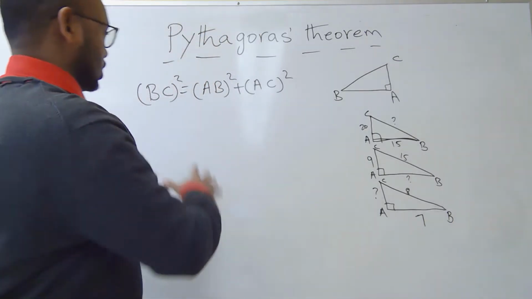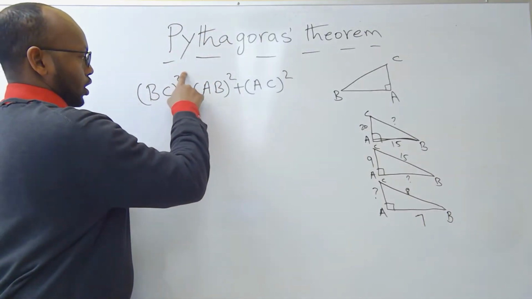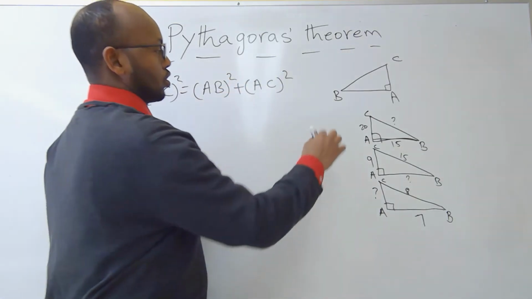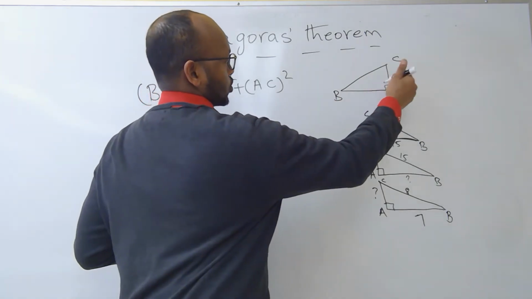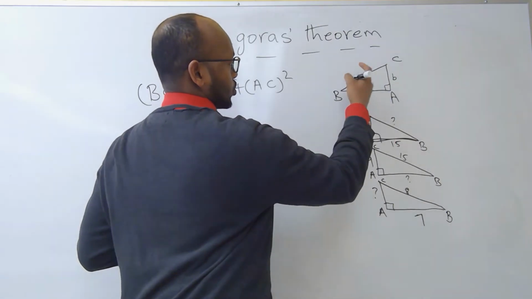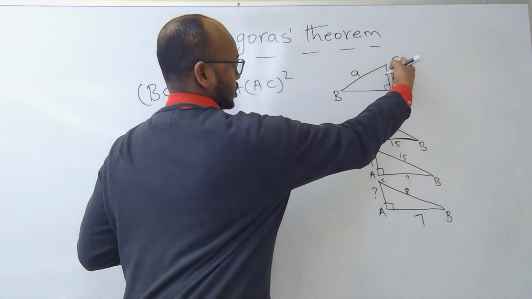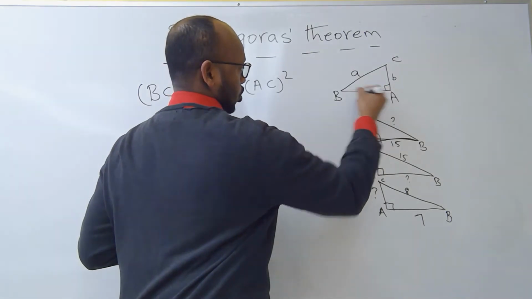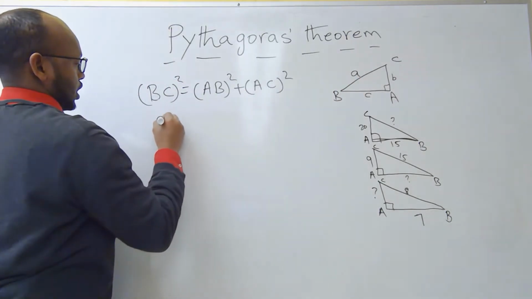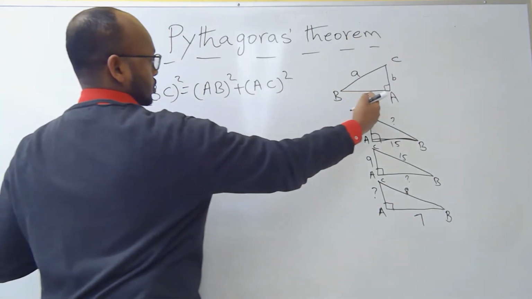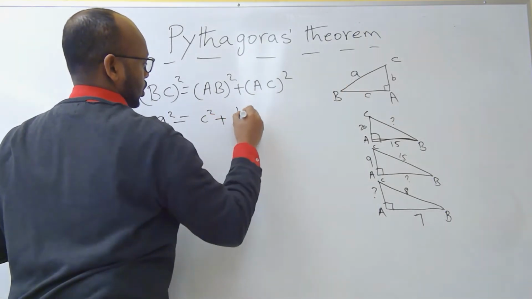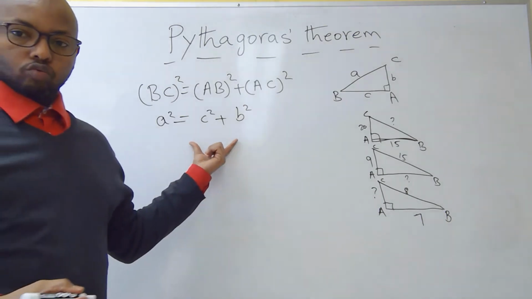Okay, so this is the general formula. BC square is equal to AB square plus AC square. Sometimes we call this B, and the side opposite of that we can say is small b. This is A, and the side opposite we can say is small a. And this is C, and the side opposite we can say is small c, which gives me BC, which is this side. I can say A square is equal to C square plus B square. If you write it this way, it's also right.